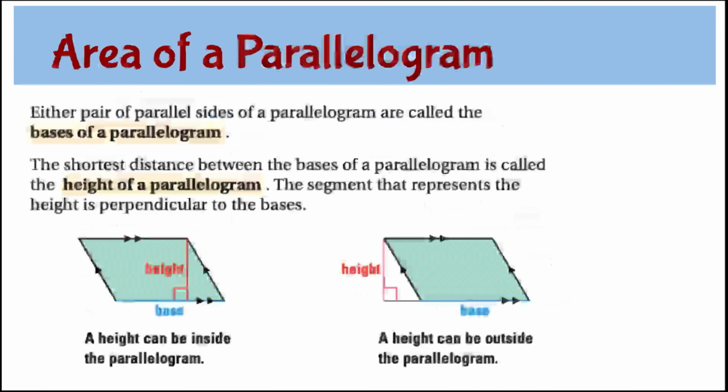In our previous video, we learned that a trapezoid has only one pair of parallel sides. If a quadrilateral has two pairs of parallel sides, then this quadrilateral is called a parallelogram. The two parallel sides are called the bases of a parallelogram. On the other hand, the height is the shortest distance between the bases of a parallelogram. In solving for the area of a parallelogram, also remember that the height can be inside or outside the parallelogram.